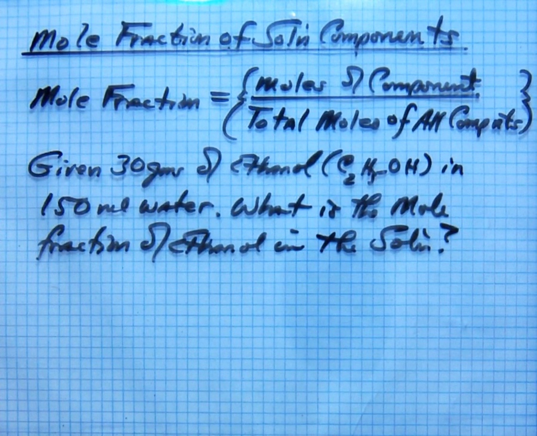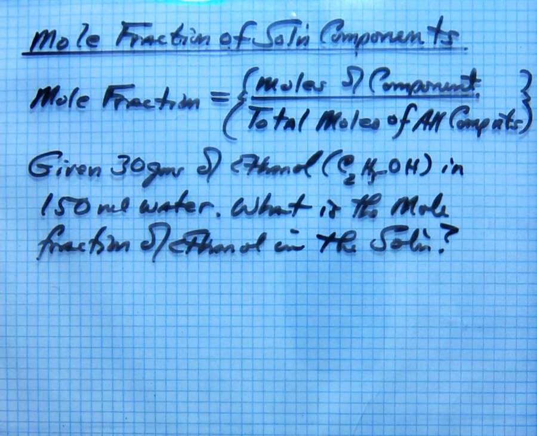So here I'm giving you 30 grams of ethyl alcohol or ethanol, and there's your formula. You calculate your formula weight from that, and we're going to dissolve it in 150 milliliters of water, 1 gram per mL. What's the mole fraction of ethanol in the solution? So we have to calculate the moles of ethanol, moles of water as a solvent, add them together, and that's your denominator. And then you divide that into the moles of ethanol. And you'll get a decimal fraction. And that's referred to as the mole fraction.